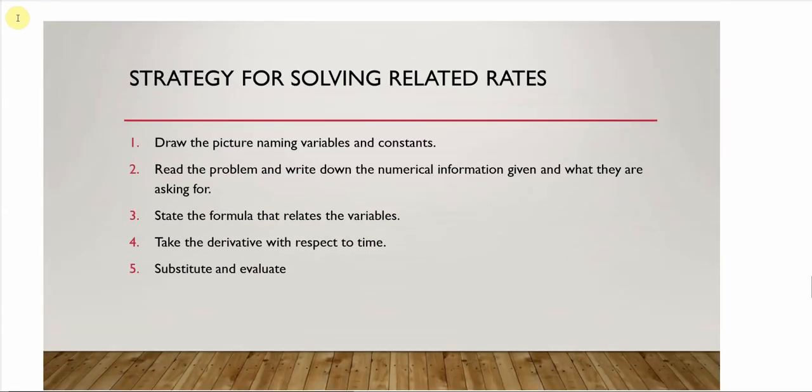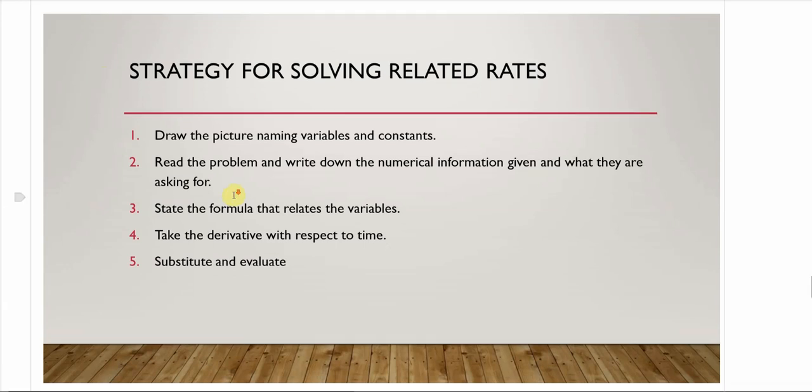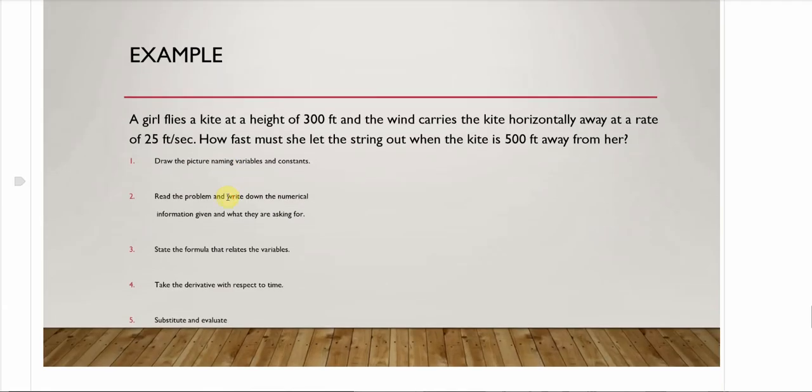Now, what's the strategy for solving real world related rate problems? All right. Usually what I recommend is to draw a picture naming the variables and the constants. Read the problem, write down the numerical information that's given and what they're asking for. State the formula that relates the variables, take the derivative with respect to time, substitute and evaluate. And that's it. That's 5 easy steps. You might think that's not so easy, sir. Let's go ahead and look at 2 examples.